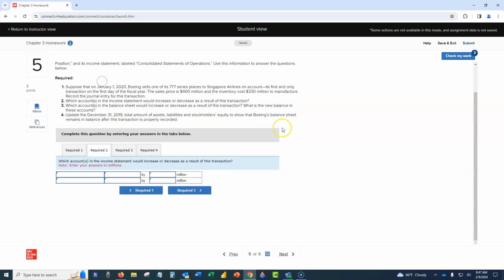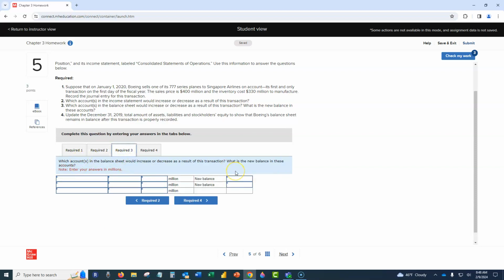Okay, so requirement 2 just asks us, what about the income statement? How is the income statement going to be impacted? Well, we know we only need revenues and expenses for our income statement. So revenues would increase, right? Sales revenue is going to increase by how much? Well, it increased by $400 million. That's how much we sold it for. We also know that the expense that we had was cost of goods sold. It's also going to increase, but only by $330 million. Okay, so that's requirement 2. They're asking about the income statement.